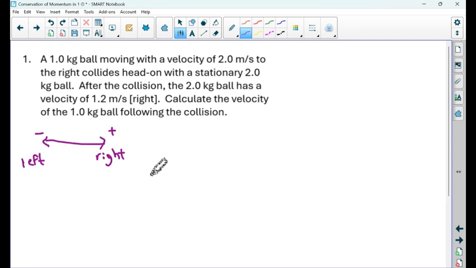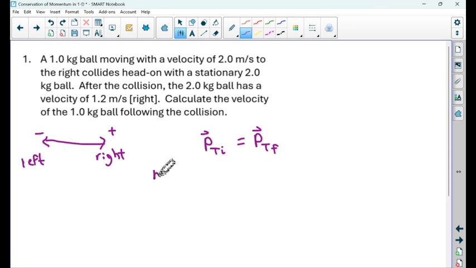Okay, so we'll say, all right, we know that our total momentum initial equals our total momentum final. The momentum before the collision equals the momentum after. We're going to label our objects object 1 and object 2. I'm going to call the 1 kilogram ball object 1 and the 2 kilogram ball object 2 to keep it nice and organized.